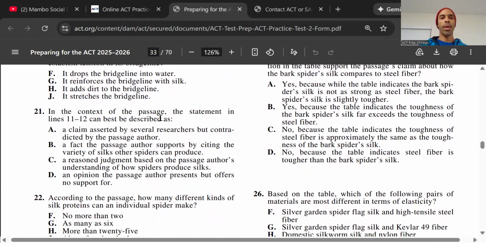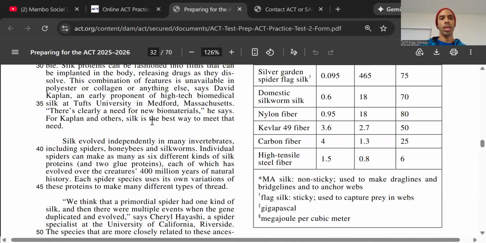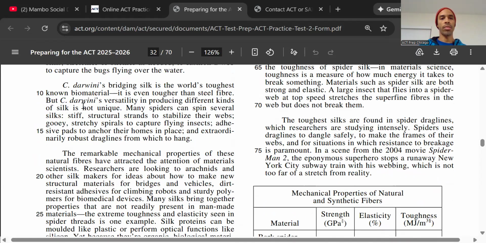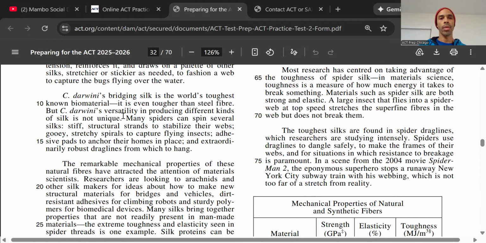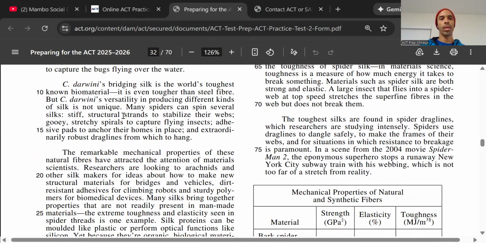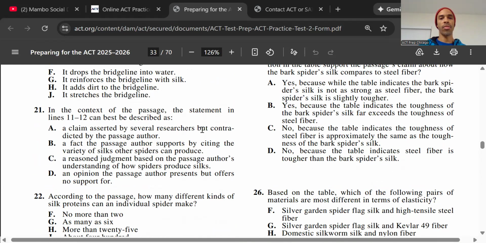21. In the context of the passage, the statement in lines 11 and 12 can best be described as... 11 and 12, what they said in 11 and 12. But see, the bark spider's versatility in producing different kinds of silk is not unique. Why did they put that in there? A claim asserted by several researchers but contradicted by... No. The fact that the passage author supports by citing the variety of silks of the spider. I did do that, yes.